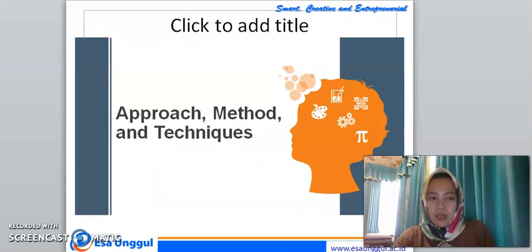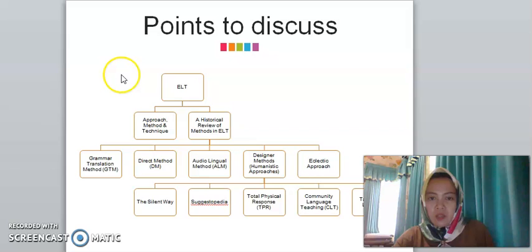Alright, there are some points that we are going to learn here. So English language teaching: approach, method, technique. This is the review of methods in ELT. I'm going to cover these kinds of methods and also designer methods, which consist of several techniques here: the silent way, Suggestopedia, TPR, CLT, and TBL.